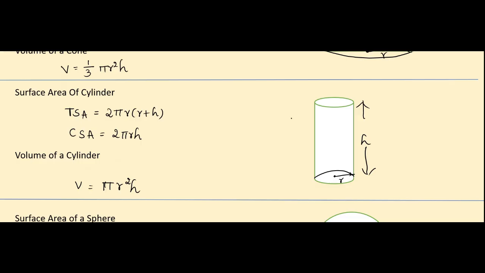The volume of a cylinder means what? We will include the inside, correct? So the volume becomes pi r square h.